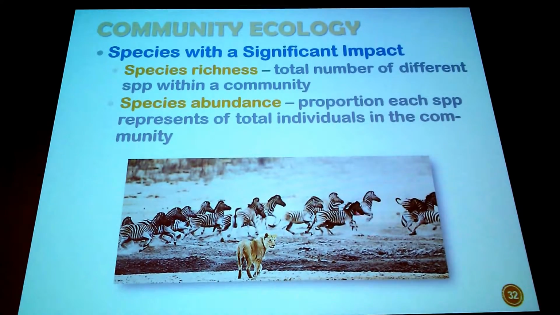You have to have 10 times more zebras than you do lions, 10 times more prey than you do predators in order to support the predators, because you're going to lose 90% of the energy going from the prey to the predator. I hit about half a dozen different ideas that we talked about today. So, species richness and species abundance.